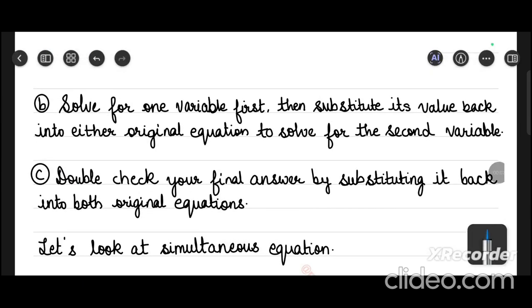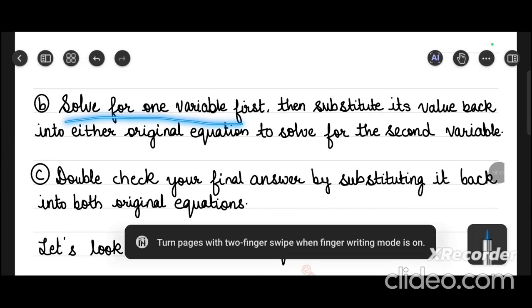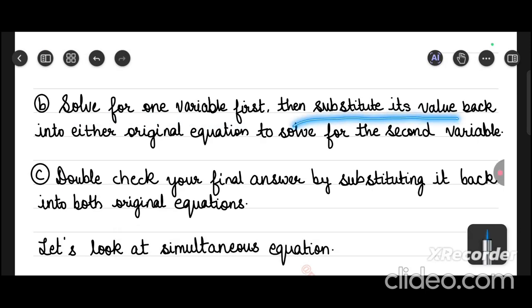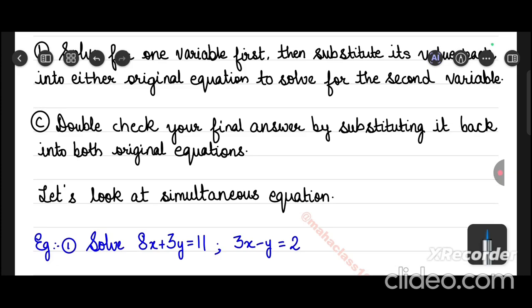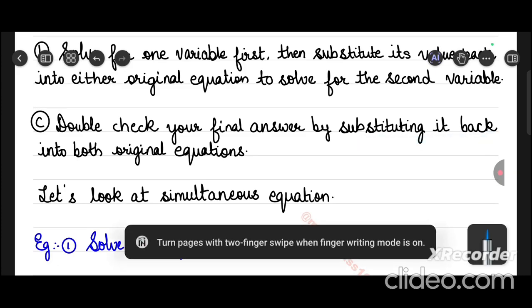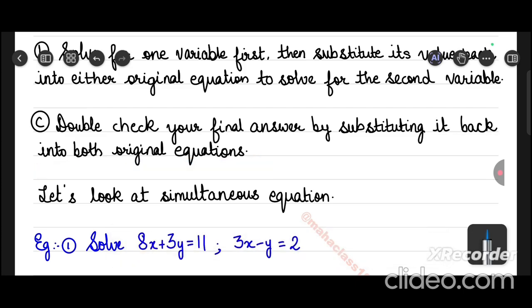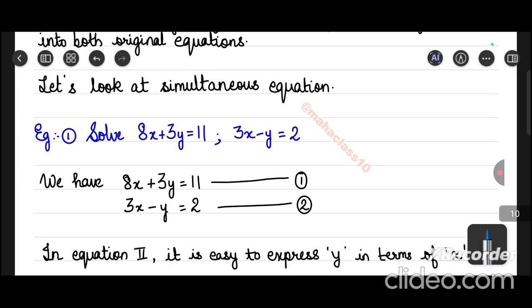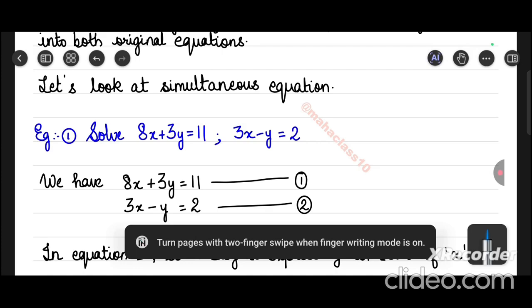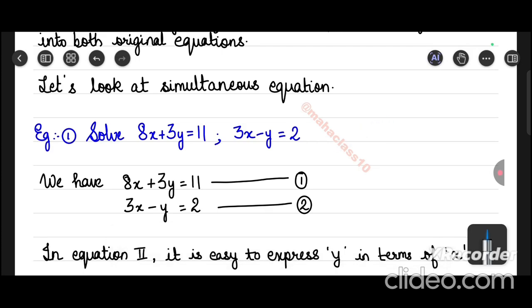Now, solve for one variable first and then substitute its value back into either original equation to solve for the second variable. Then double check your final answer by substituting it back into the original equations. Now let's look at simultaneous equations to get the idea of what we mean by the substitution method.